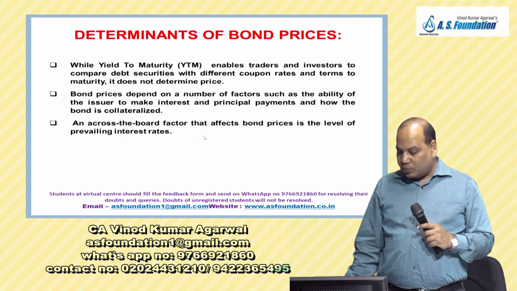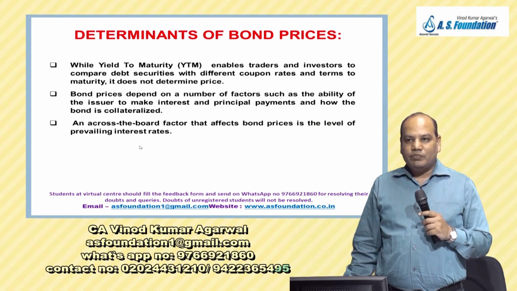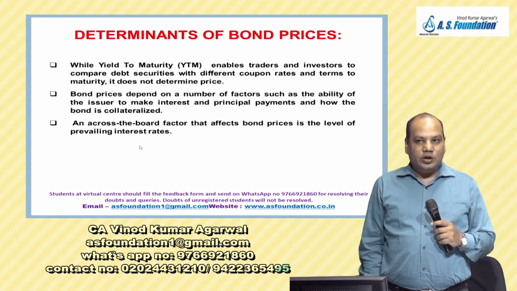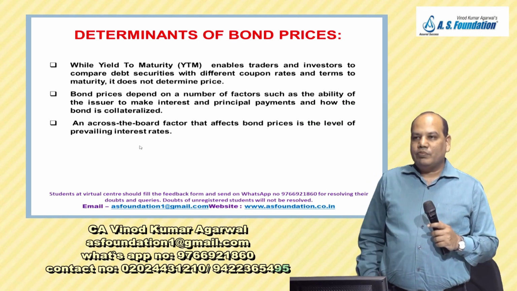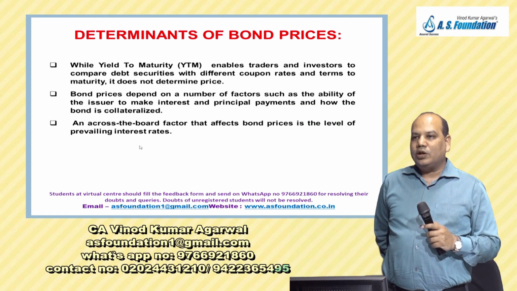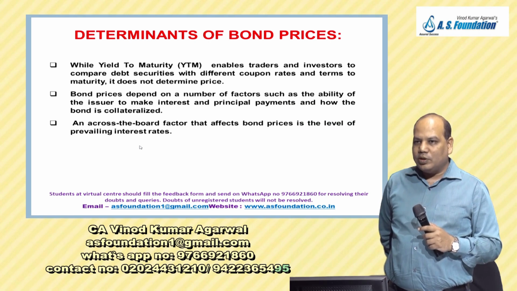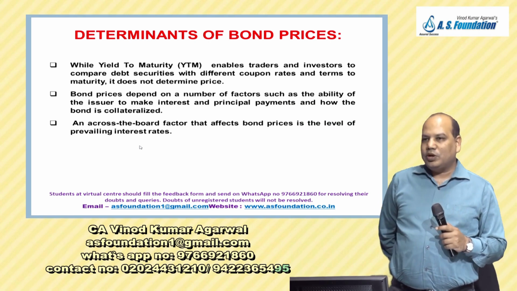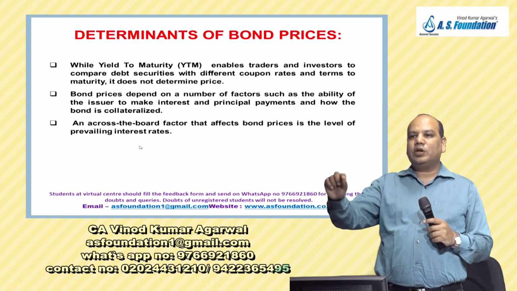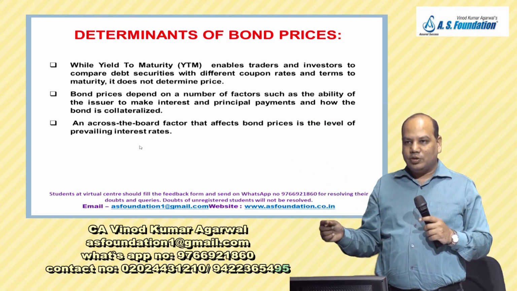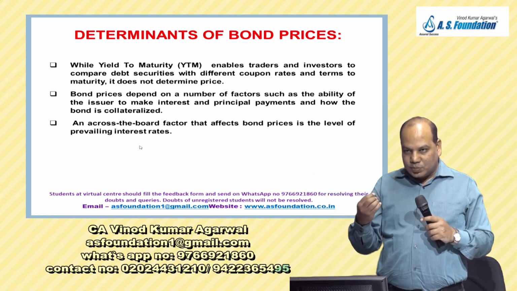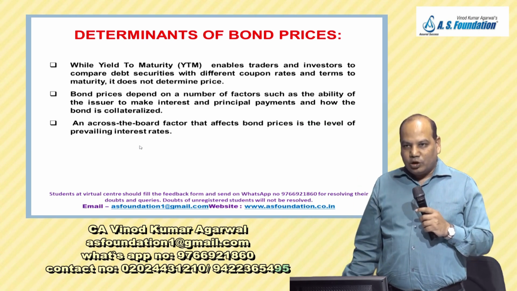An across the board factor that affects bond price is the level of the prevailing interest rate. So generally, which discount rate we use? What is the ongoing interest rate on a similar bond? If you want to issue a AAA rated bond, what is the coupon rate on another AAA rated bond? That can be used as a basis for doing the valuation of a bond.